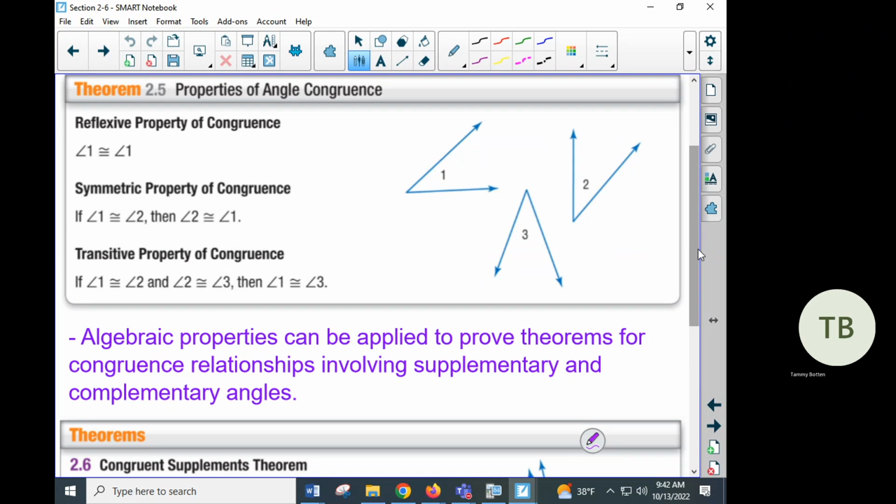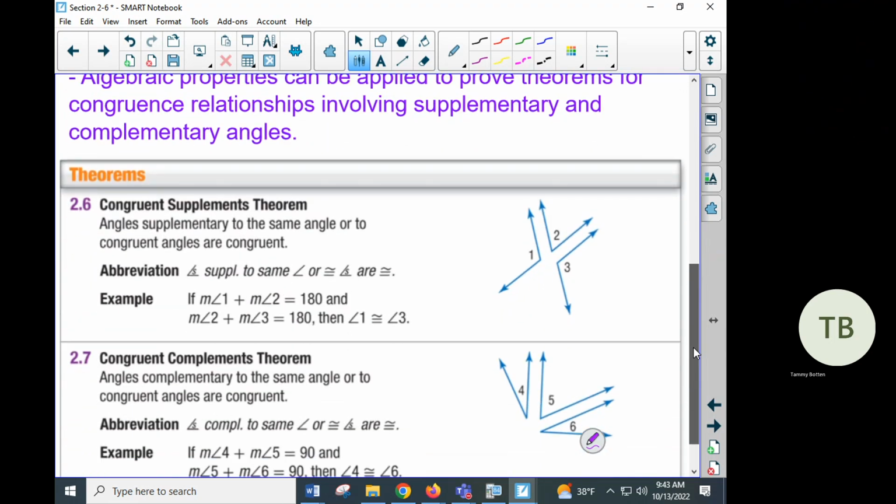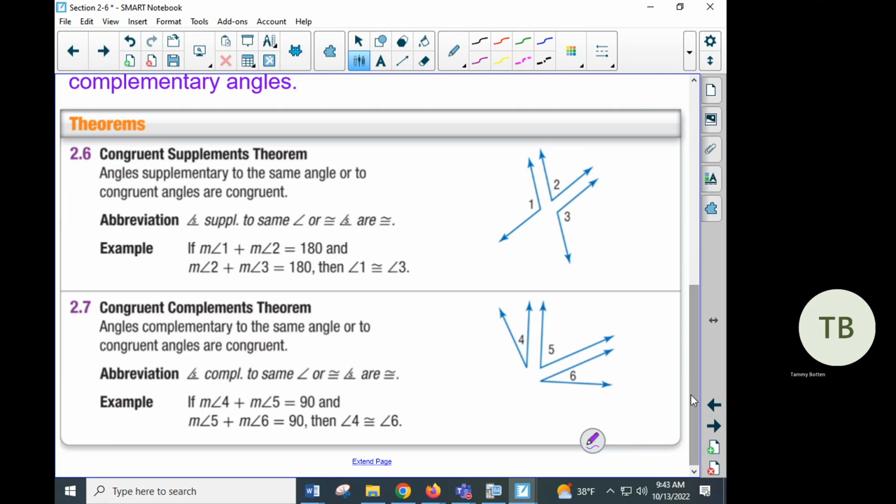Reflexive property just says something is congruent to itself. Symmetric is when it flips around, just like we learned before. And transitive, again, is when the ending of this and the beginning of that are the same, and then you cross those out and the outside two are the same. So that is true of angle congruence as well as other things that we've talked about so far this year.